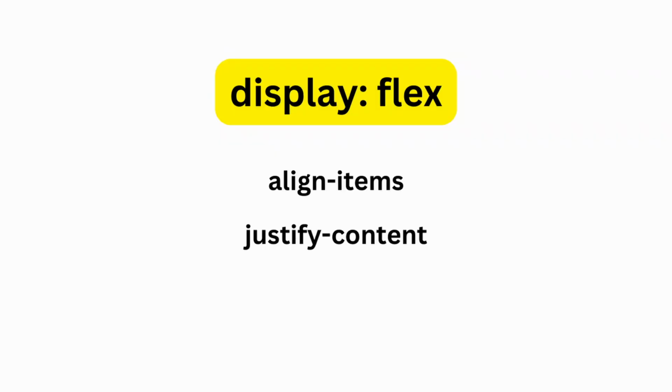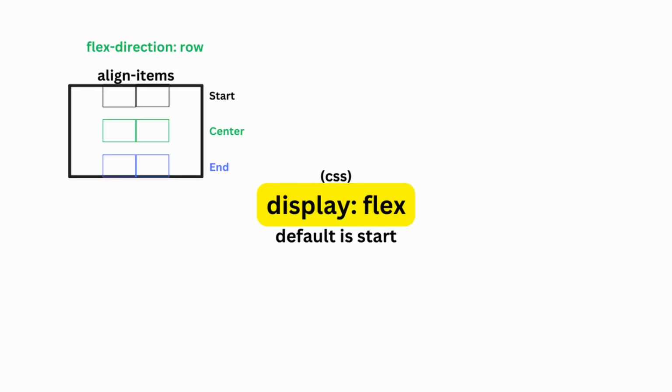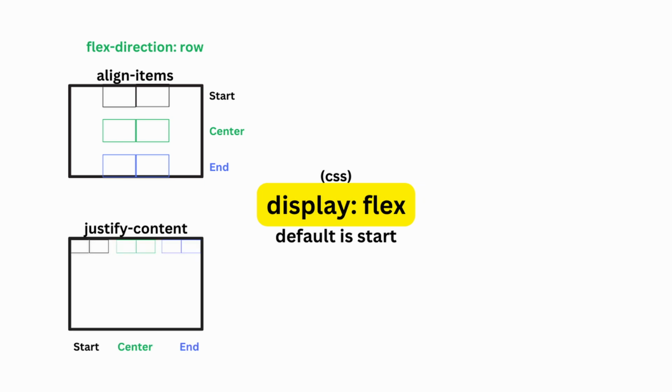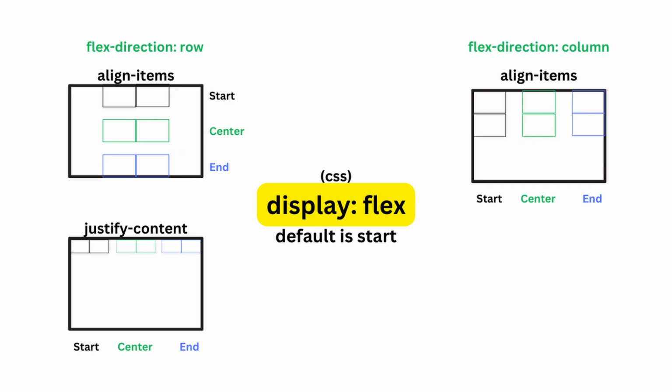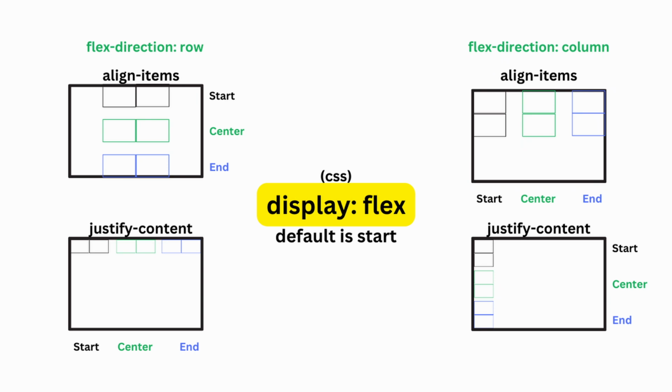This display flex also comes with 2 other common functions, align items and justify content. It's like a package. When the children is laid out in a row, align items align them in a vertical direction, start, center and end. And justify content align them in a horizontal direction, start, center and end. When the children is laid out in a column, align items align them in a horizontal direction, and justify content align the items in the vertical direction. It is opposite from when the children are laid in a row.